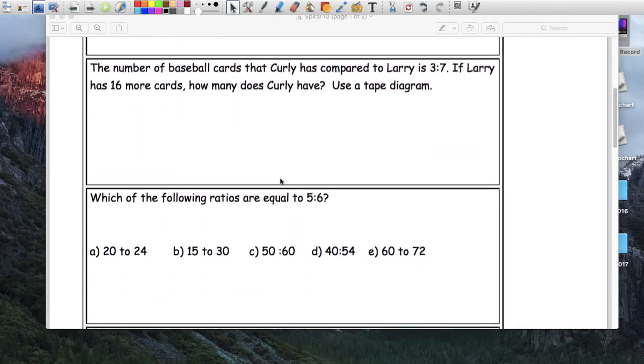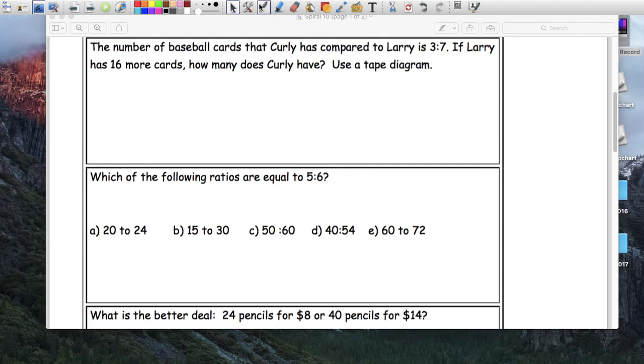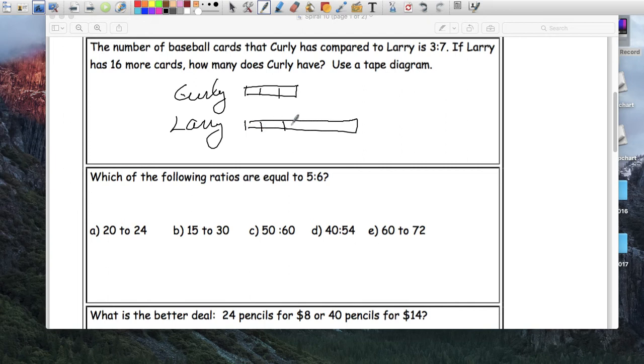The ratio of baseball cards that Curly has compared to Larry's is 3 to 7. If Larry has 16 more cards, how many does Curly have? Tape diagram. Anytime you have something that says more or less, that's probably better to use a tape diagram, in my opinion. So Curly, Larry. Curly is 3, so let's draw 3. Larry's 7. 1, 2, 3, 4, 5, 6, 7.